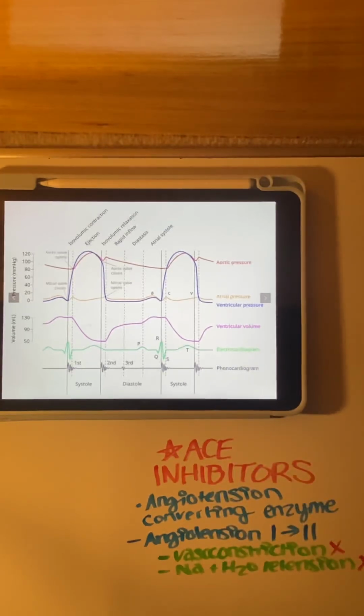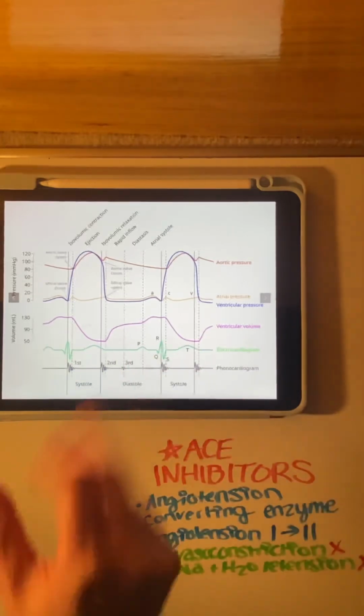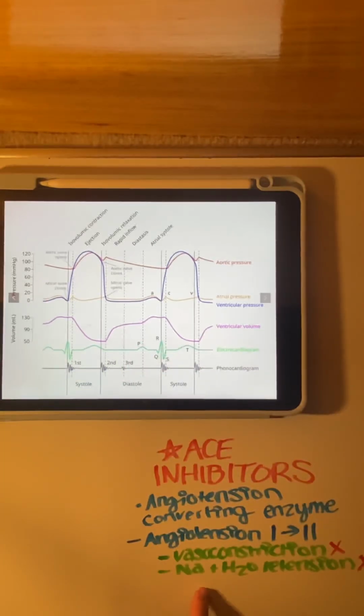So there we go. One thing I will note though is if we don't have sodium and water retention, this can look a little bit different on Wiggers, because we're going to be decreasing our blood volume. So that is one thing to note, that our ventricular volume line might go down just a little bit there because we have a little bit less blood volume.